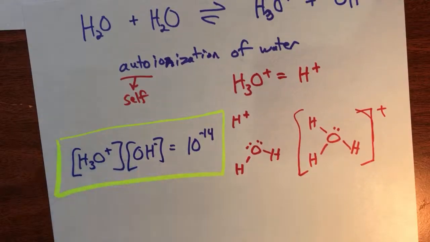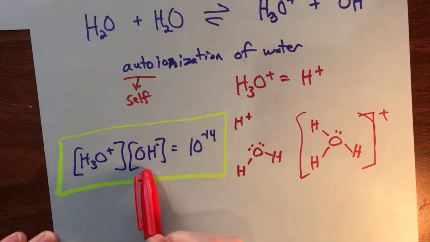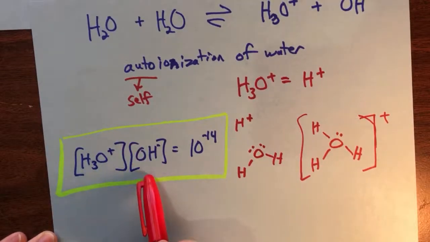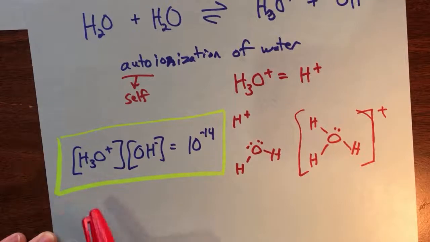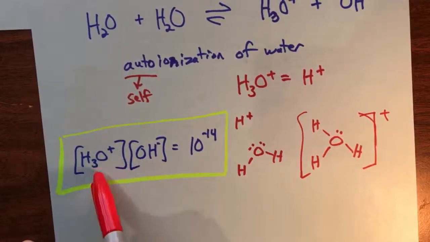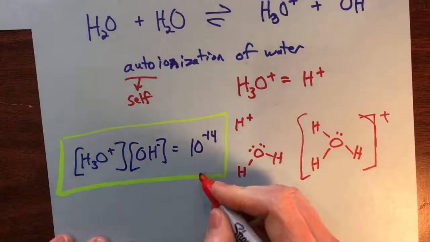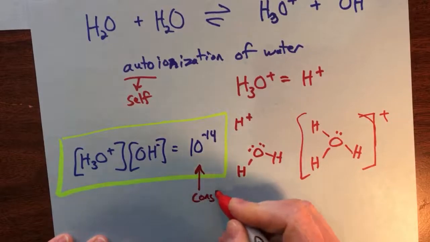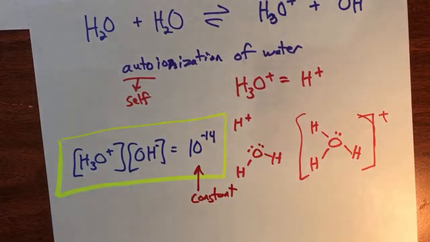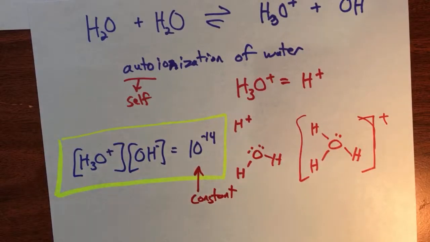If I increase the amount of acid, the amount of base decreases. If I decrease the amount of acid, the amount of base increases. If I increase the amount of base, the acid decreases. So they're all balanced together so that the product of these two things is always equal to this constant. This is a constant. Which means, what if we have neutral water? If we have neutral water, we have equal amounts of this and this.